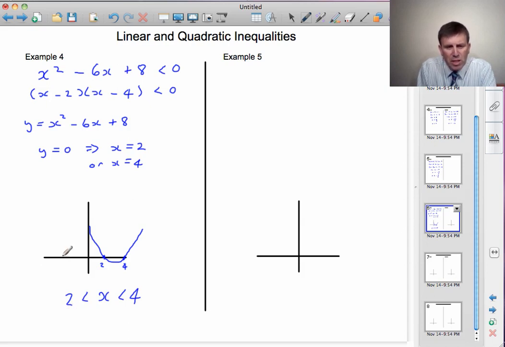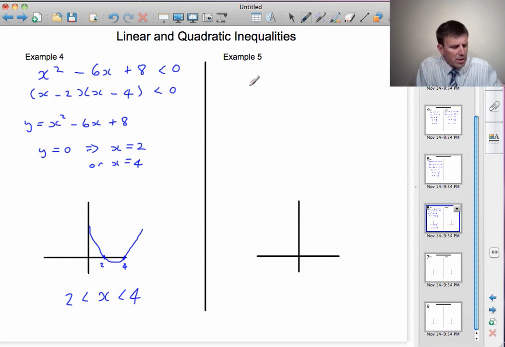You see, if I take a point here, it's less than 4. But you can see that y is positive then, not negative. So to make sure we're looking at this region here, we write it as a single statement like that.